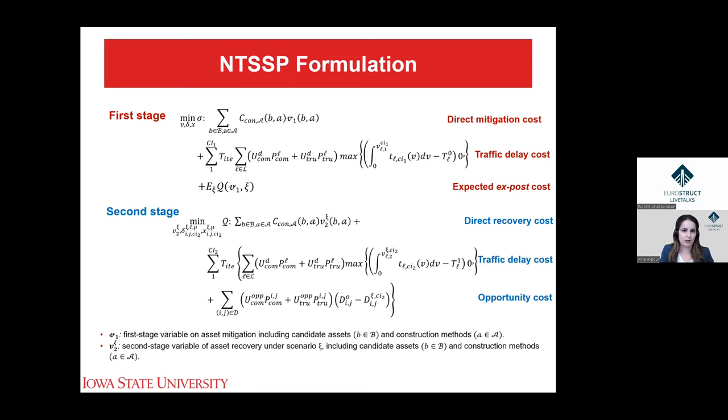It's understanding that when you're doing some sort of construction on a bridge to improve its features against flood, there's going to be some traffic delay associated with that. But also understanding that whatever mitigation you do, obviously you're not going to be 100% perfect. You're not going to implement the mitigation on every single asset that needs mitigation. As such, there's going to be some expected exposed cost, which is coming from the second stage. And again, in the second stage, there are costs associated with the recovery of the assets, traffic delay costs, and also the opportunity costs associated with that. And so this is basically the NTSSP formulation we have.